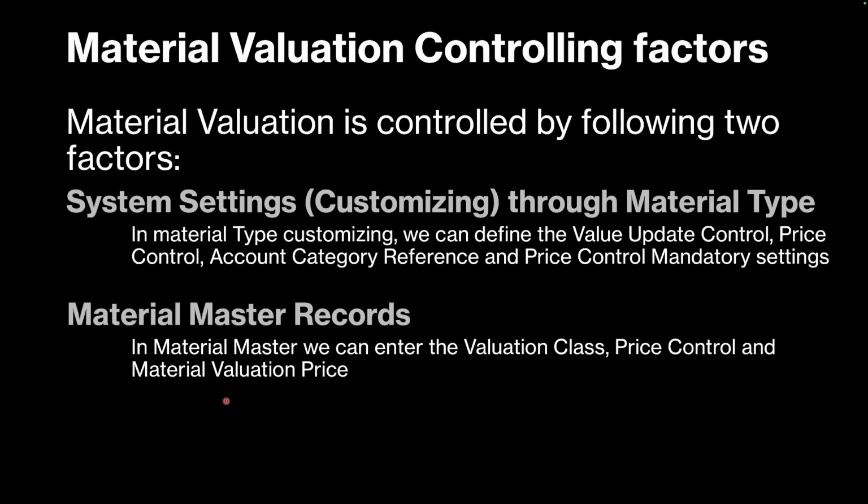So now let's see what are the controlling factors of this material valuation. This material valuation is controlled by basically two factors. One is the configuration and another one is the material master records. And this configuration is the configuration of material type. We have already seen in the video on material type configuration that in the material type configuration you enter something called account category reference. Then you update what will be the price control, and you also have a checkbox which tells the system that price control shall be mandatory.